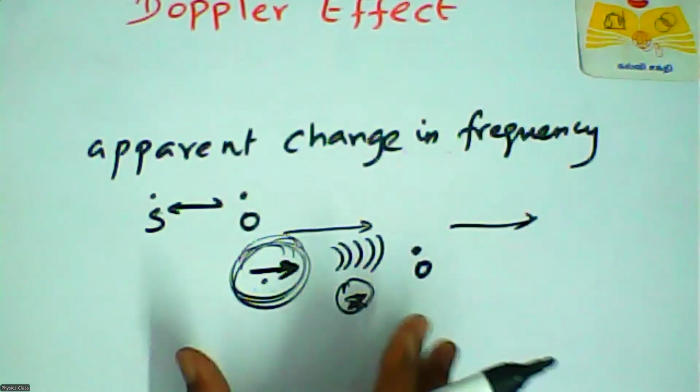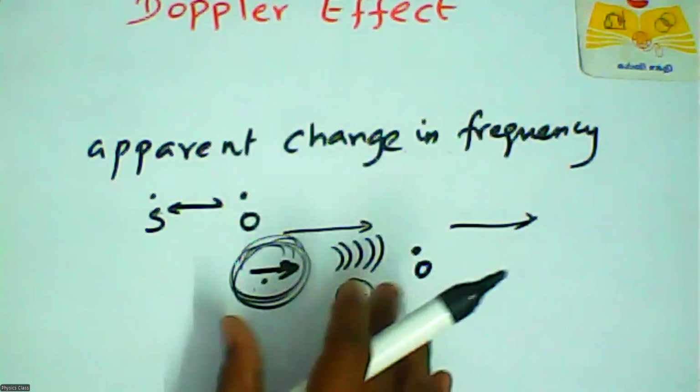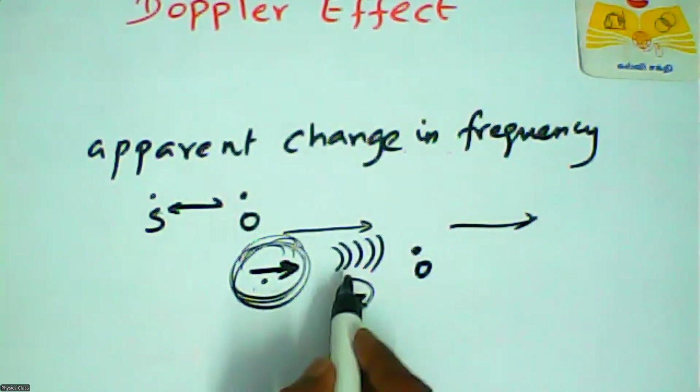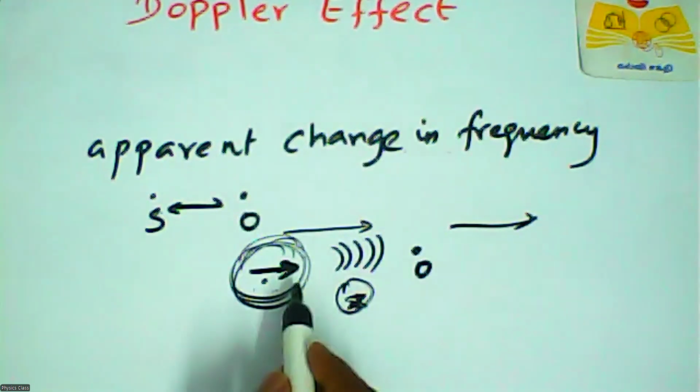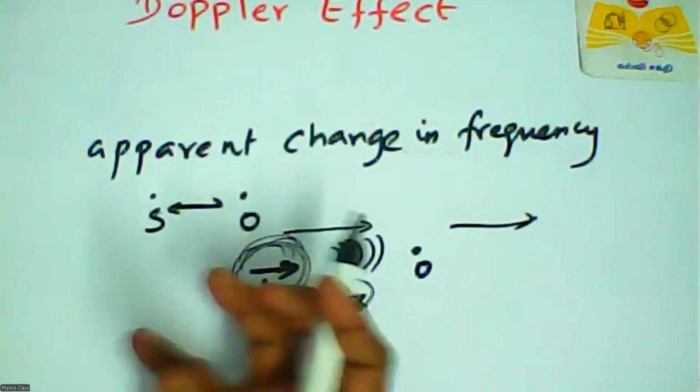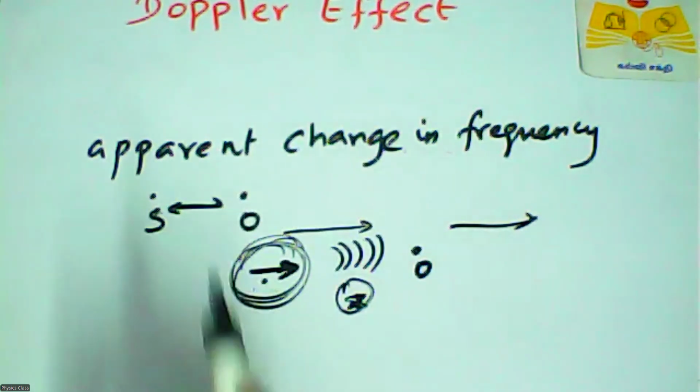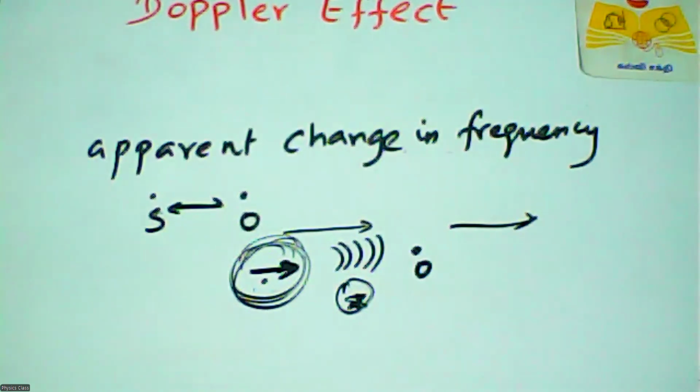The difference between the apparent frequency of the sound heard by me and the actual frequency of the sound produced by the sound source is called the Doppler shift. So this is known as the Doppler effect, and this is known as the Doppler shift.